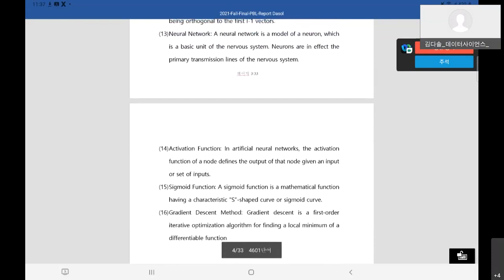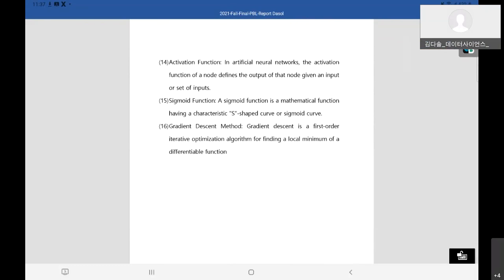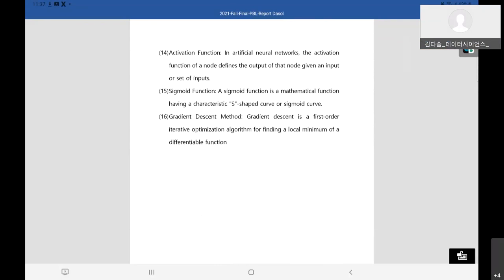Okay. And the next thing is activation function and sigmoid function. I don't have a chance to organize them. There are a lot of kinds of sigmoid functions, a lot of examples, because a sigmoid function is defined as just an S-shaped curve function. I just thought the sigmoid function was the one we all know about, the 1 over 1 plus e to the minus x, like that.